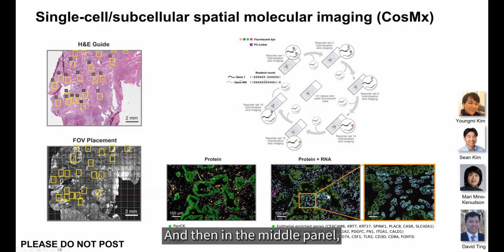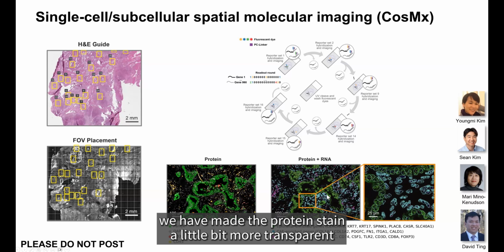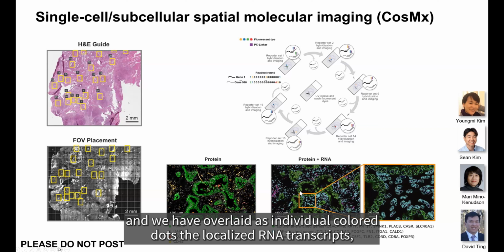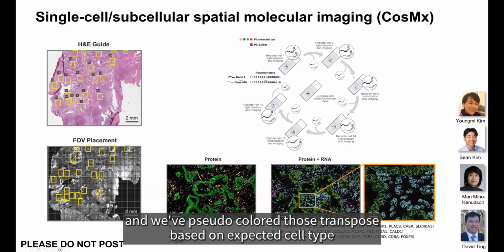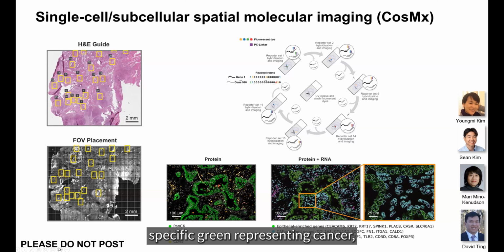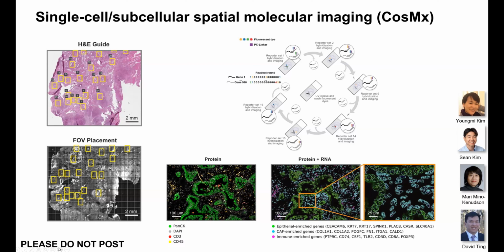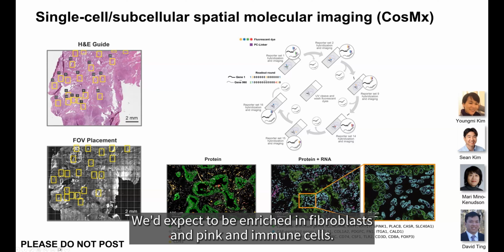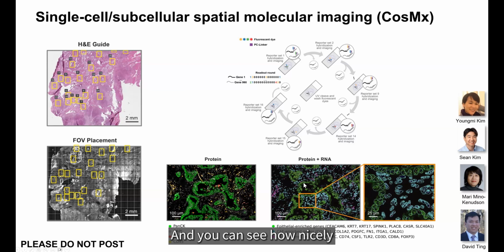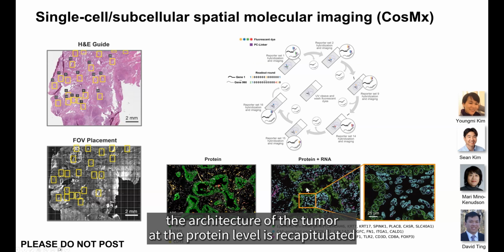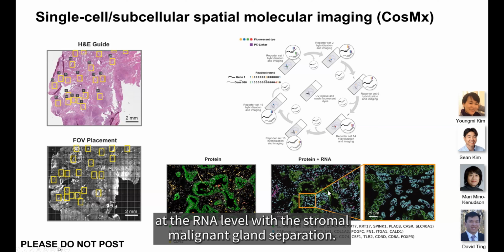And then in the middle panel, we have made the protein stain a little bit more transparent, and we've overlaid as individual colored dots the localized RNA transcripts. And we've pseudo-colored those transcripts based on expected cell type specificity, green representing cancer, cyan representing genes we'd expect to be enriched in fibroblasts, and pink in immune cells. And you can see how nicely the architecture of the tumor at the protein level is recapitulated at the RNA level with the stromal malignant gland separation.